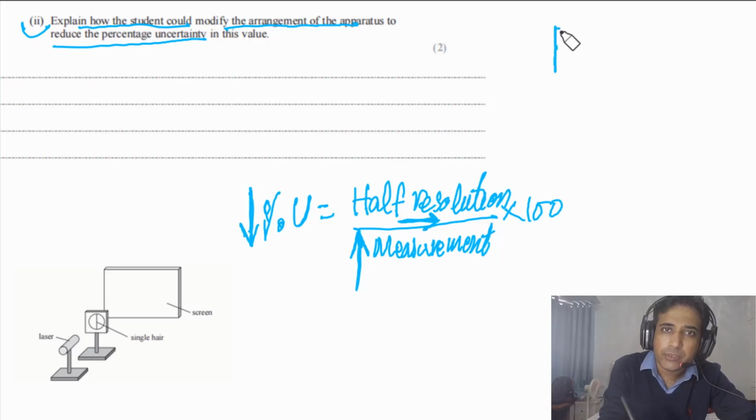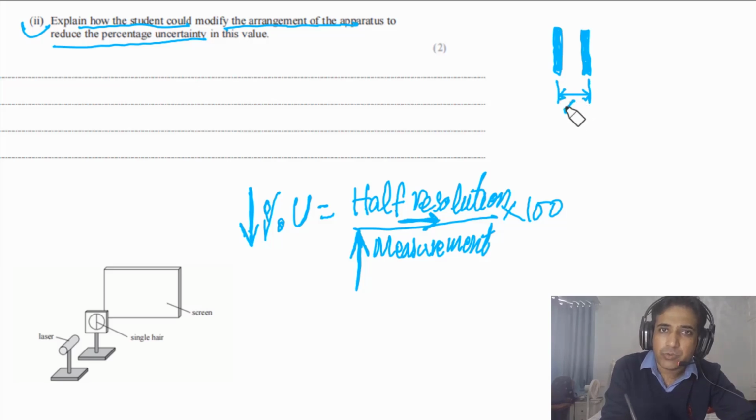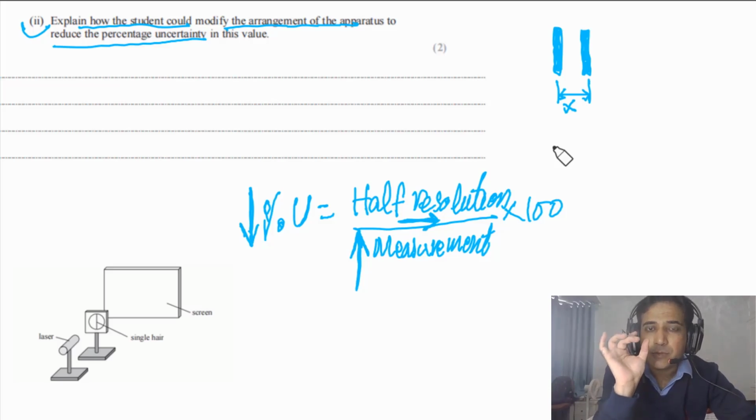So we have already discussed. Imagine that this is representing one dark fringe. Simply, we can say this is representing one minima, and this is another minima. The distance between these two, the separation between them, we can mark as x. If we increase x, we can minimize percentage uncertainty.